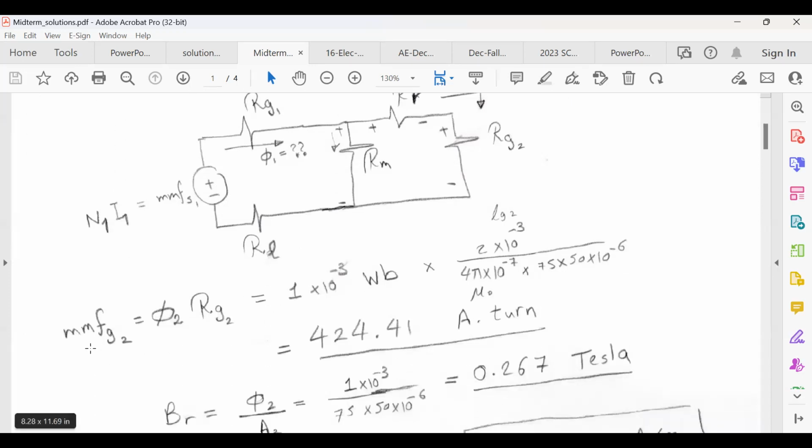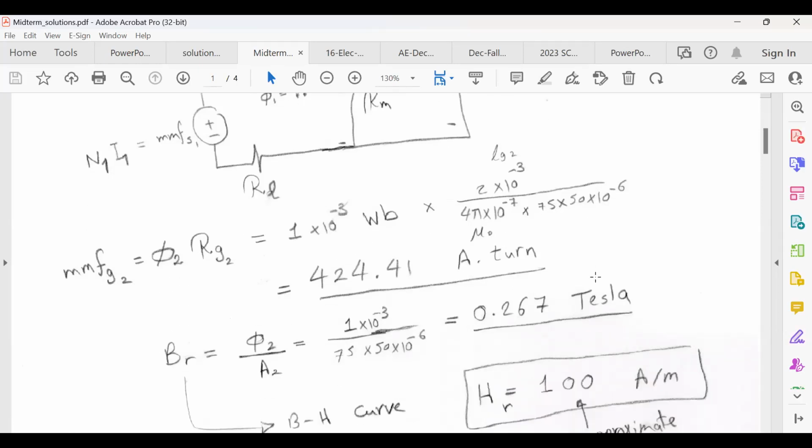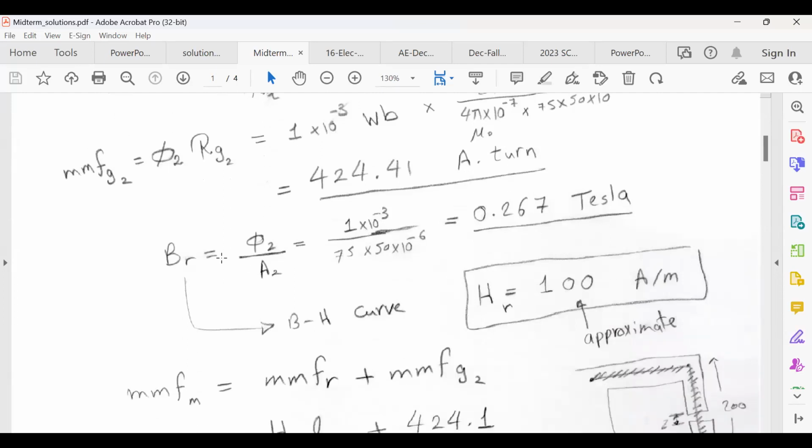I start with the air gap because it's straightforward. It's air gap 2. Phi times the reluctance, and then you can get this value. Then you have the flux for the air gap. You can divide it by the cross-section area to get the flux density. And from the B-H curve, you can get this value.